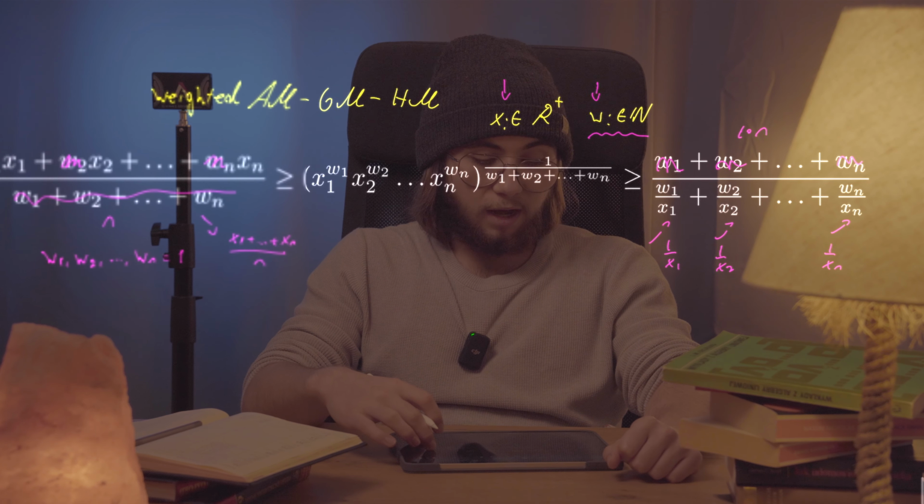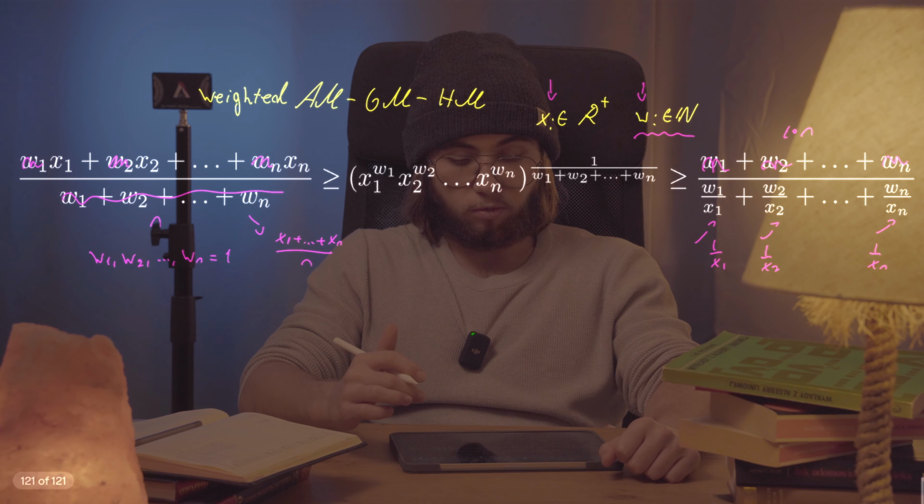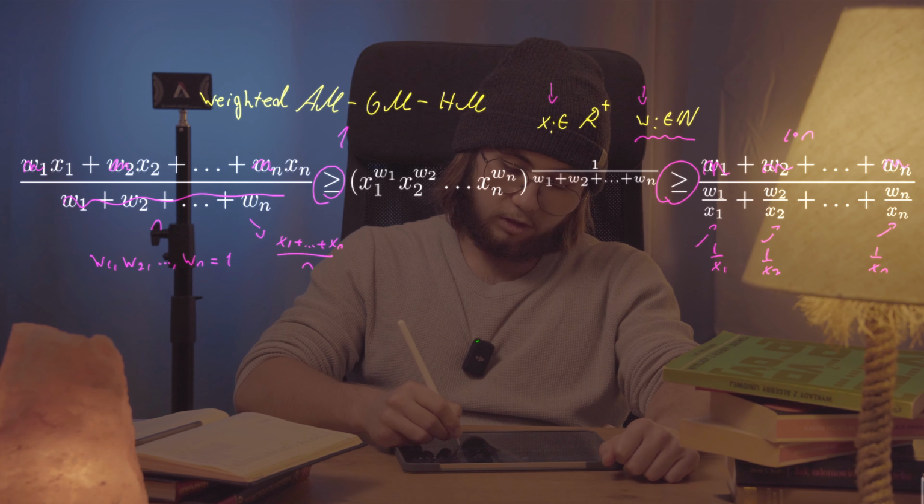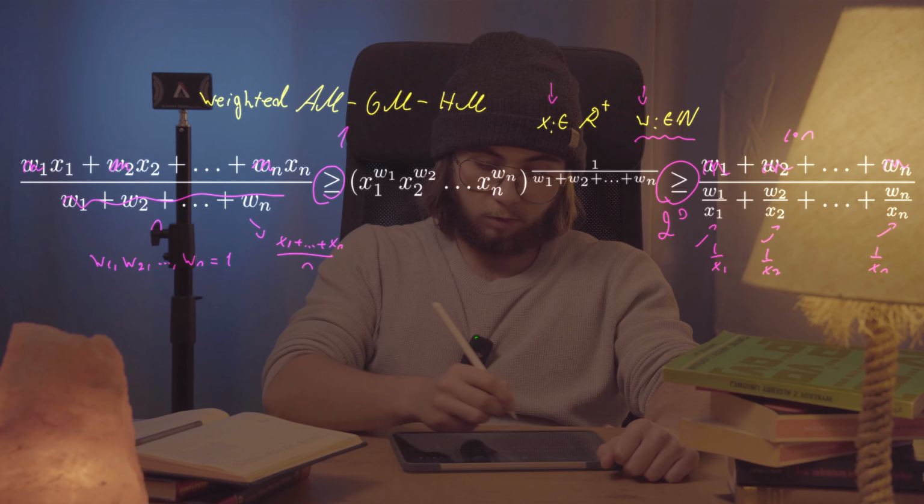So what I would like to do now is go on and prove those out. First of all, I would like to prove the AM-GM inequality and then the GM-HM inequality. Oh, I forgot to put the circle here. Let's go.